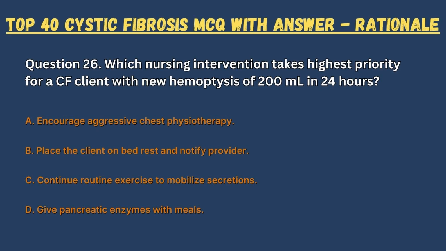Question 26. Which nursing intervention takes highest priority for a CF client with new hemoptysis of 200 milliliters in 24 hours? A. Encourage aggressive chest physiotherapy. B. Place the client on bed rest and notify provider. C. Continue routine exercise to mobilize secretions. D. Give pancreatic enzymes with meals.